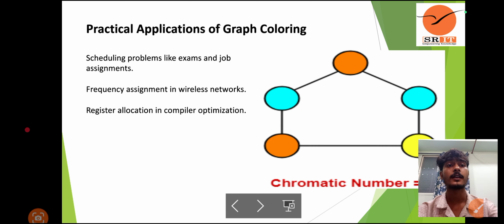Practical applications of graph coloring. Scheduling problems like exams and job assignments. Frequency assignment in wireless networks. Register allocation in compiler optimization.